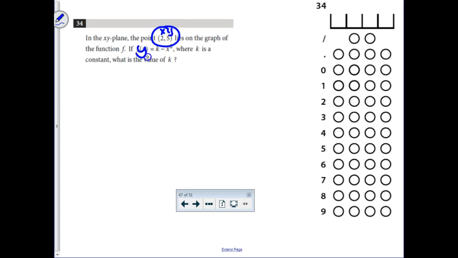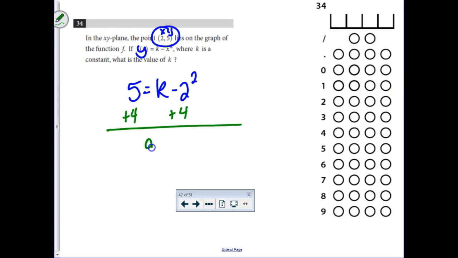Guys, just plug in what you know. Y is 5. I don't know k. X squared would be like 2 squared. That'd be a 4. So if you were to solve this for k, I think we're home free, guys. Add 4, add 4, k is 9. They want the value of k, bubble in a 9. You got that.